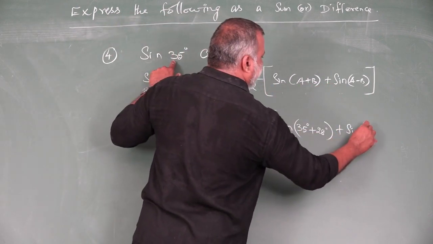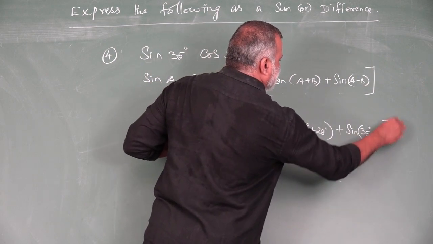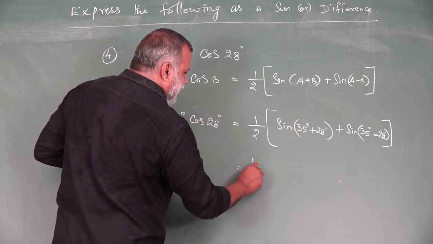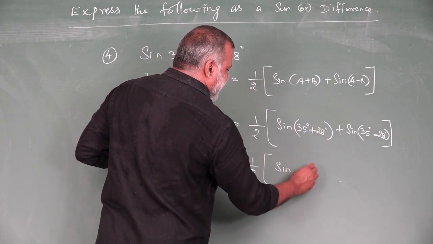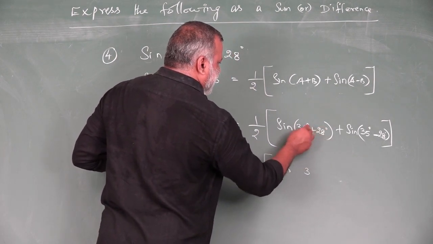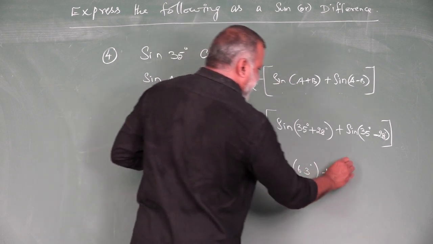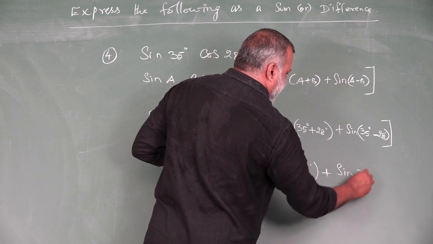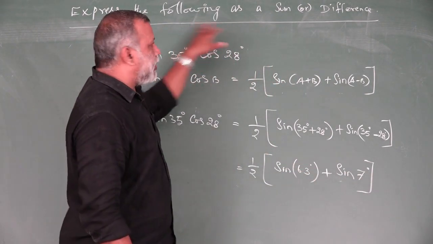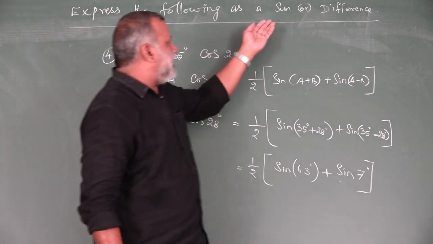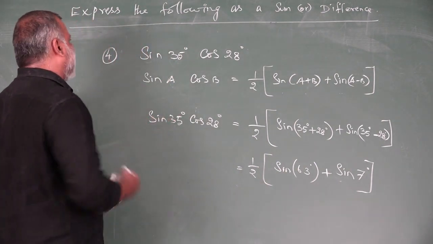A is 35, minus B is 28. So if you are simplifying, half into sine of 35 plus 28, adding with 5 we can get 63. Sine 63, plus here sine of 35 minus 28 we can get 7. So here it is a summation. Therefore all the questions, if you are converting, we can get the sum or the difference only. You are able to derive the sum or the difference.